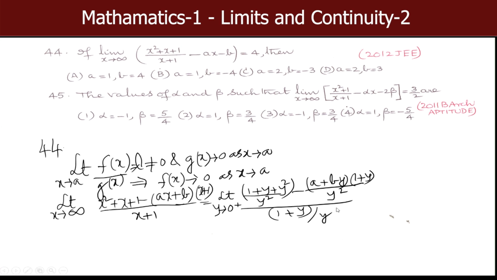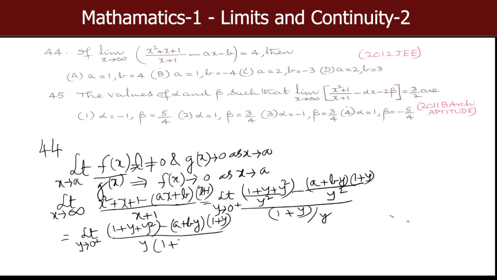Now, y square and y can be cancelled, and this is the limit y tends to 0 plus of (1 plus y square minus of (a plus by) into (1 plus y)) by y into (1 plus y). Because this y square comes to the denominator, y square by y is y.